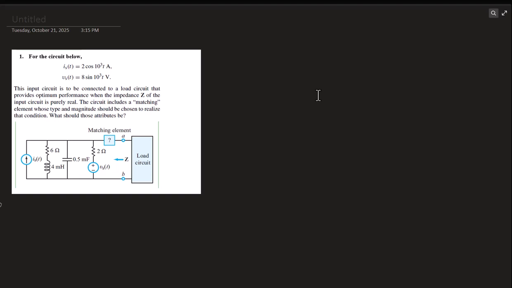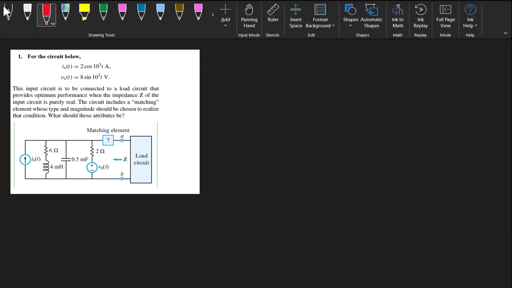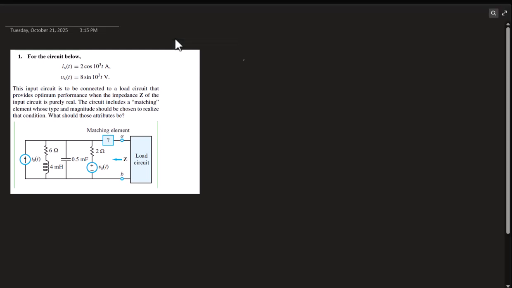Okay, so any ideas as to how we want to go about doing this problem? First of all, do we want to leave it in terms of cosine and sine, or should we change it to phasors? Yeah, so it'd be better to do phasors.